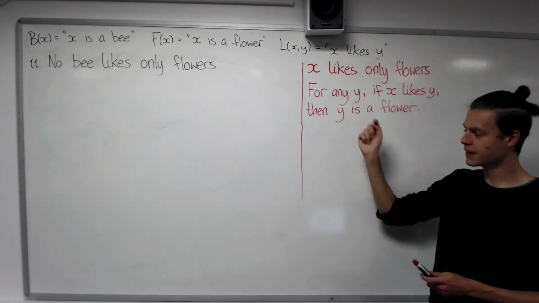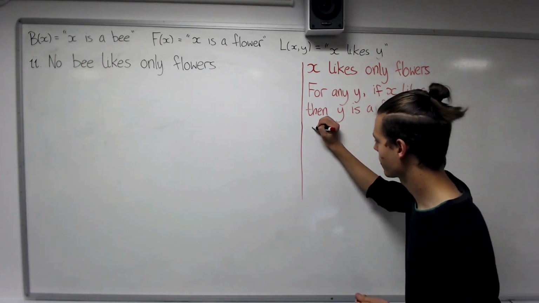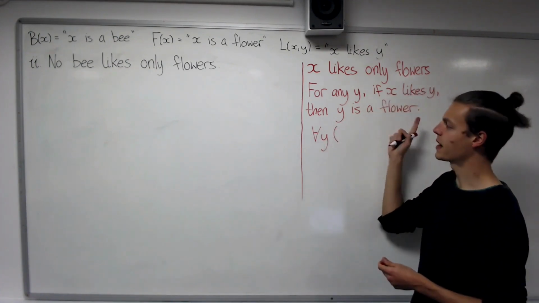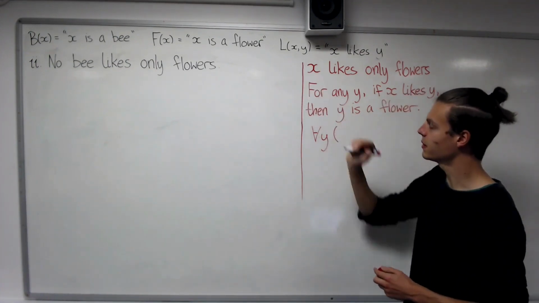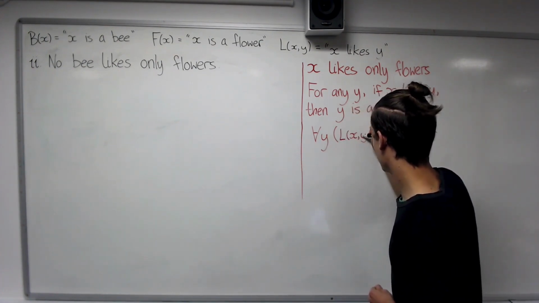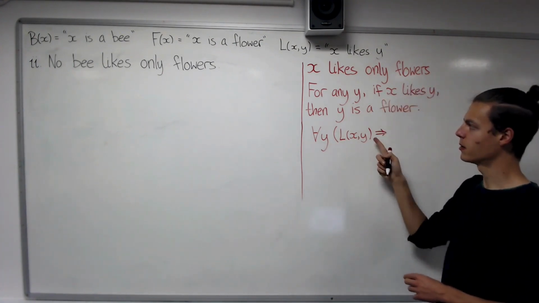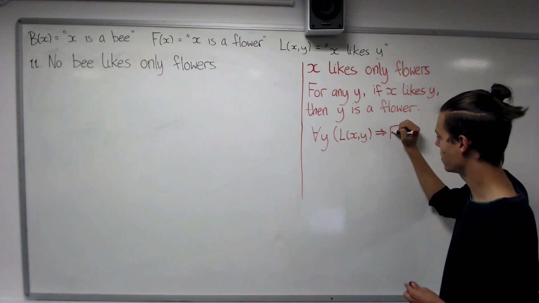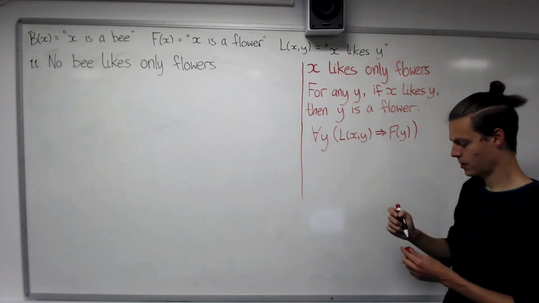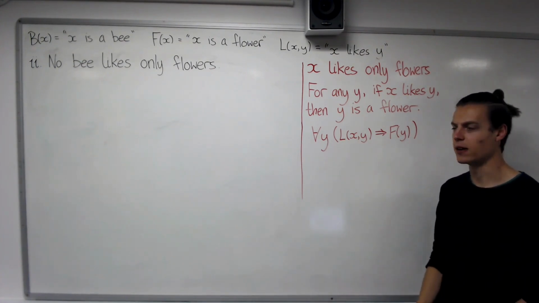Now we can translate this into predicate logic. So for any y, if x likes y, so we have a predicate for that, then y is a flower. So F of y. Okay, so this statement says that x likes only flowers.